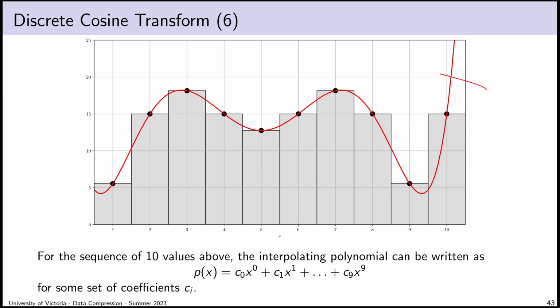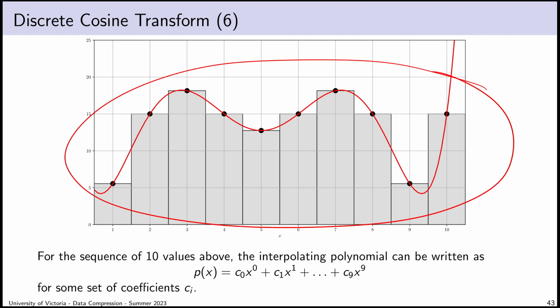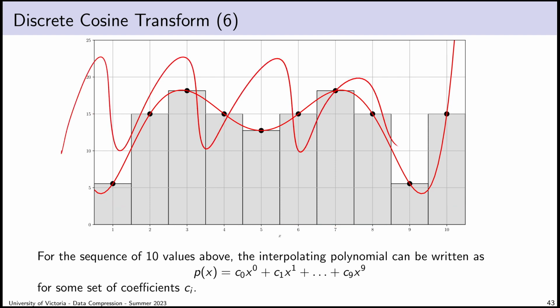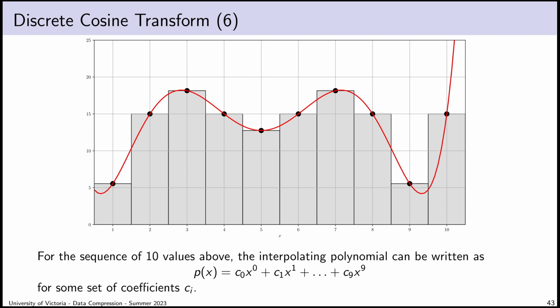The issue is this function doesn't have that much in common with most polynomials. So although you can make a polynomial that goes up and down as many times as you want, as long as it's a finite number of times, this function has some behavior that requires a lot of polynomials to properly interpolate.